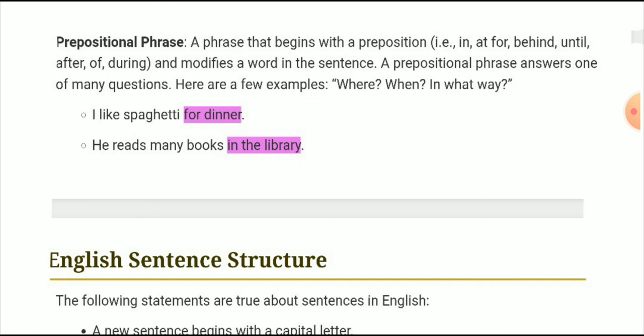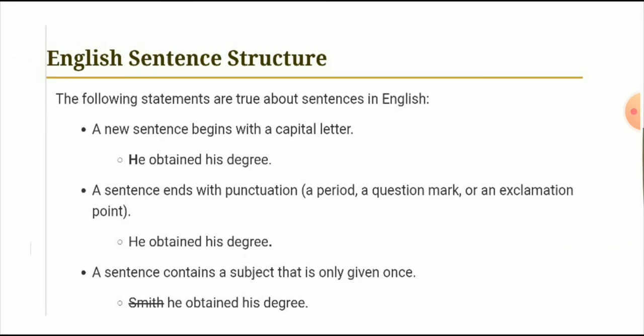Now comes the English sentence structure. The following statements are true about sentences in English. A new sentence begins with a capital letter. We always use a capital letter at the start of the sentence. For example, he obtained his degree. So the first alphabet H is capital, because we use the capital alphabet at the start of the sentence, then the remaining sentence.